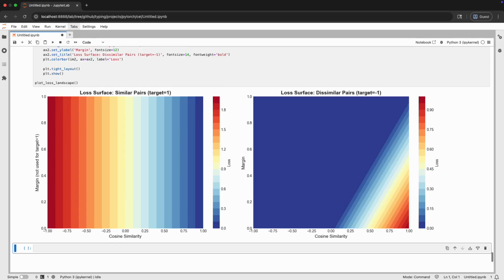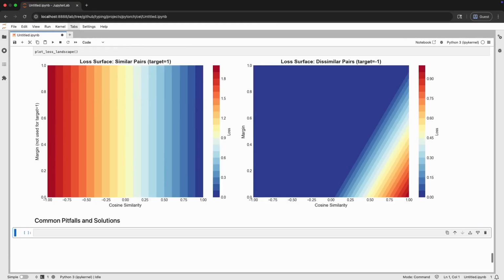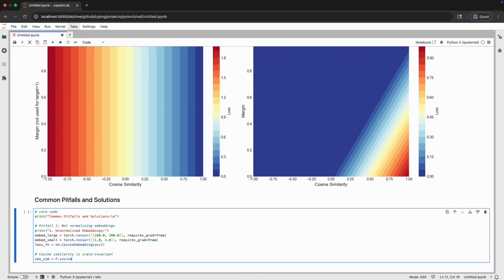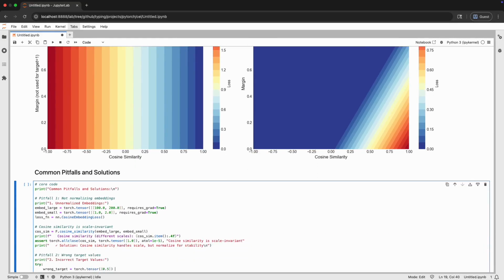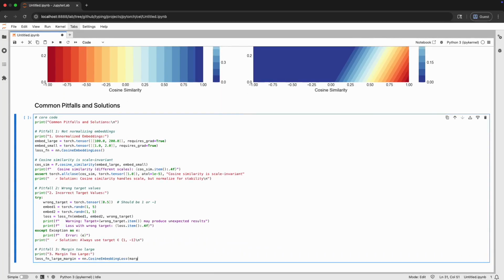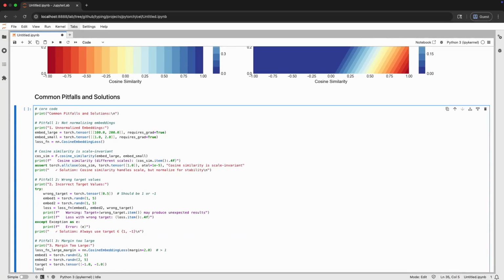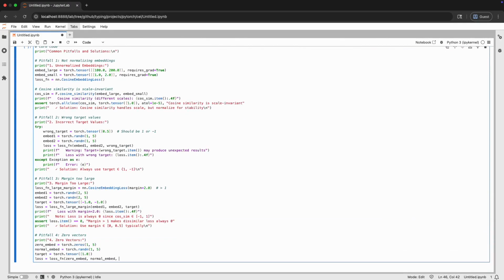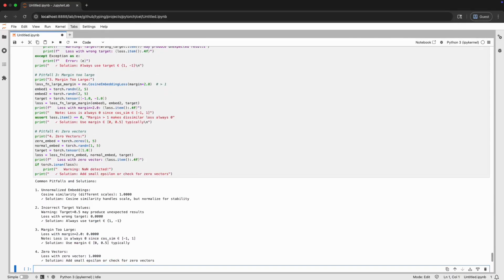Let's discuss common pitfalls and their solutions when using cosine embedding loss. I'll demonstrate 4 common pitfalls. First, unnormalized embeddings with different scales. Second, using incorrect target values. Third, setting the margin too large. And fourth, dealing with zero vectors. Let's see each problem and its solution. Great, we've identified and addressed all common pitfalls.